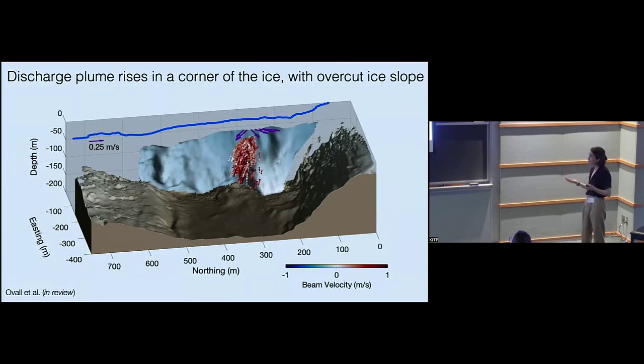And as you might expect, the relationship between the plume and the morphology is going to be really important, that the plume's evolution is impacted by the ice face along which it's rising. And in this case, the discharge plume is rising in a corner of the ice face here, and the wall behind it that you can't see as well has an overcut slope, meaning that the bottom of the glacier is more seaward than the top. And that'll be important in a second.